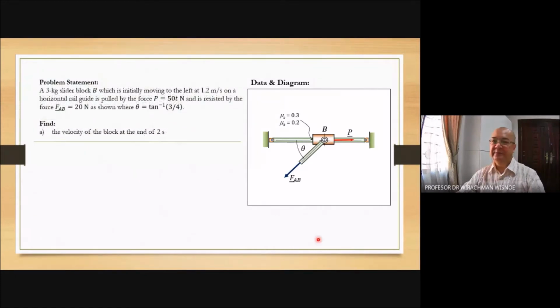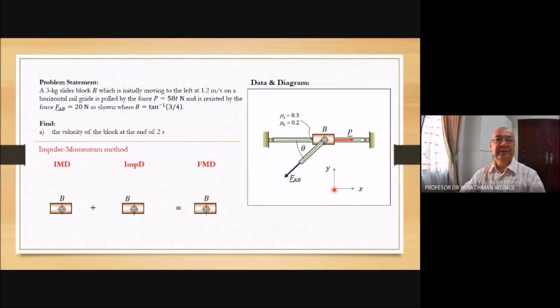Question 1. So let's put the direction. I assume positive to the right, positive upward. Now I draw 3 diagrams. We are going to draw the initial momentum diagram, and then we draw the impulse diagram, and then we draw the final momentum diagram.